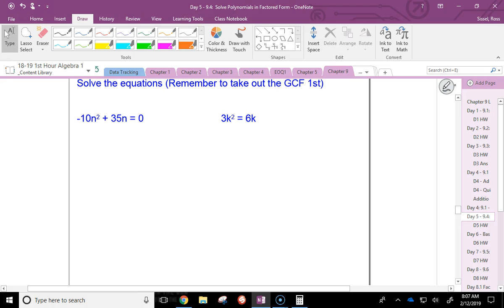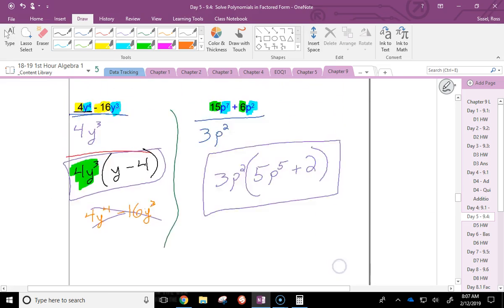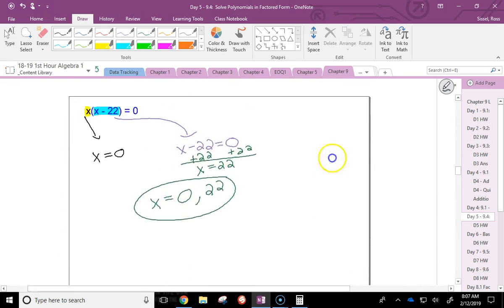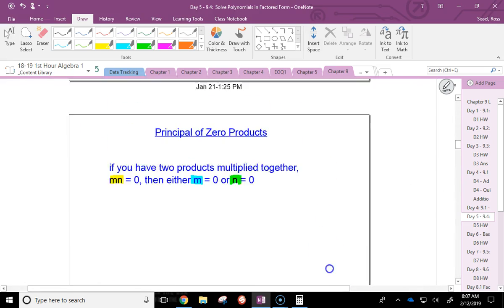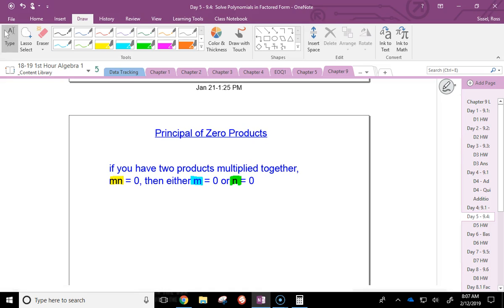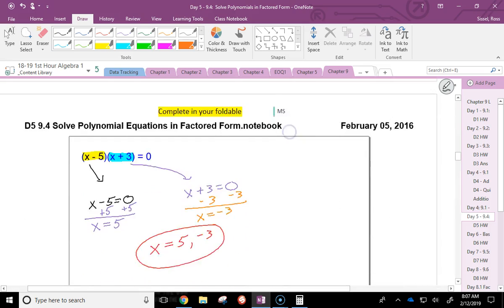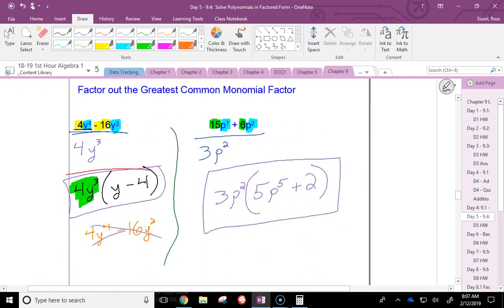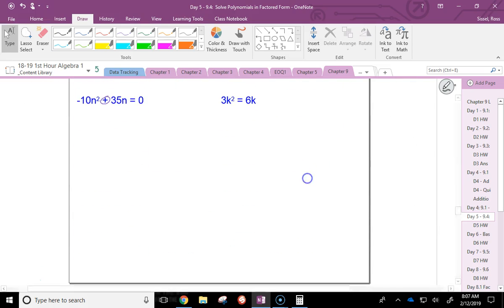Well, I can't do what we just did before, setting them to 0, because they're being added. Remember, up here, if I can scroll to it, the principal is 0. You have to have two products multiplying by each other to equal 0. Well, right now, the two are adding. So what I'm going to do is factor this first. So our first step is to factor this.